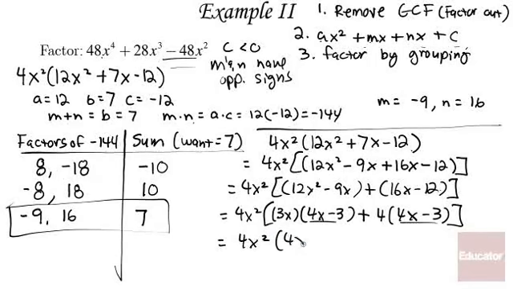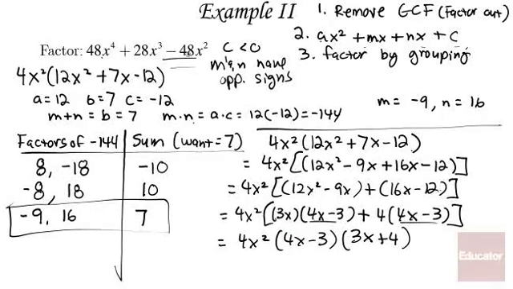So this is going to give me 4x minus 3 times 3x plus 4. Okay, now that was a lot of steps, so you need to really be careful and double check your work, and you can always double check things by multiplying them back out.